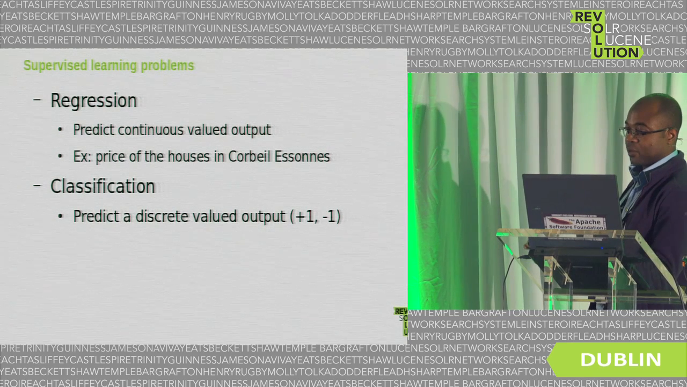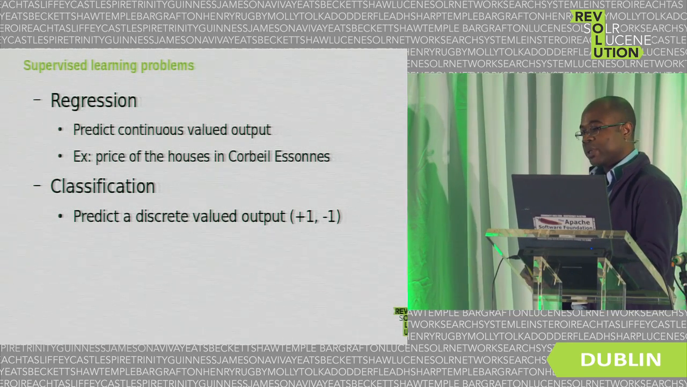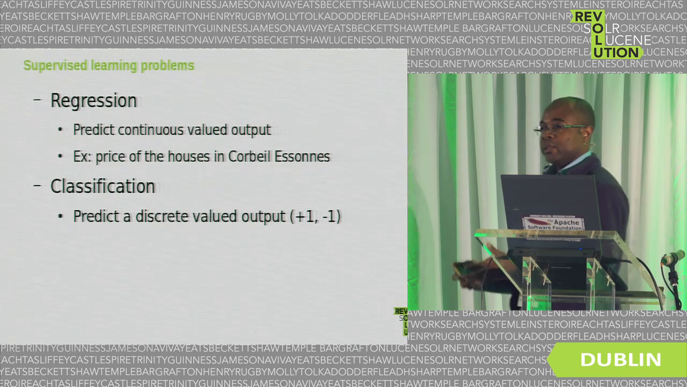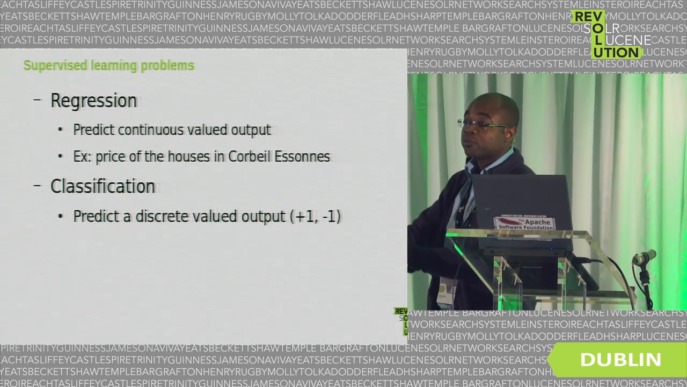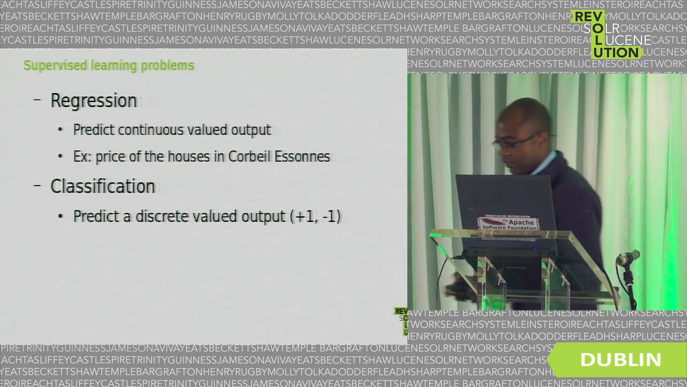And you also have, the other type of problem is classification, where you predict a discrete value output. And here is where we are going. We are predicting 1 for Java, 2 for .NET, things like that.